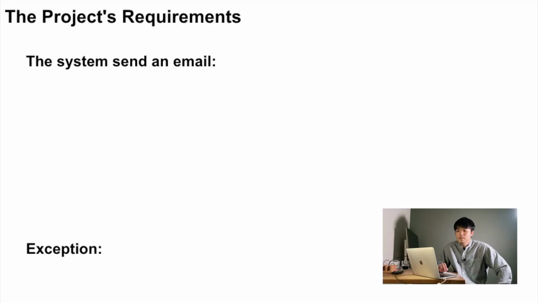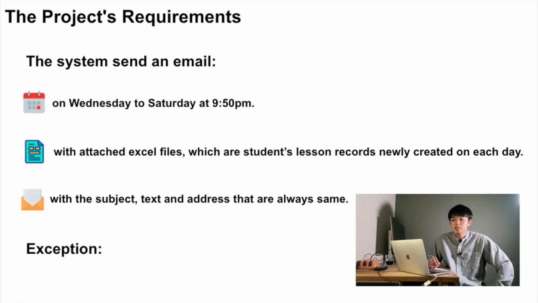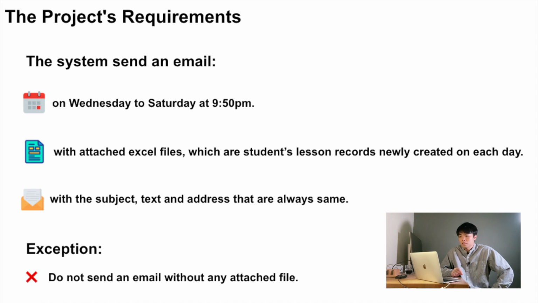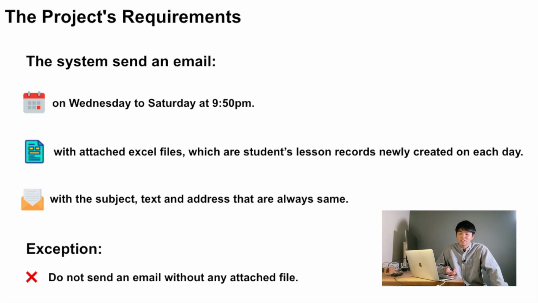I want the system to send an email from Wednesday to Saturday at 9:50 p.m. and attach the Excel files which are the students' lesson records. The files are newly created each day. The subject, text, and address are always the same. I have one exception here. I send this email to submit lesson reports on each day. I do not send an email without any attached file. Otherwise, my boss will find out that I am sending an email automatically or see me as a careless employee.